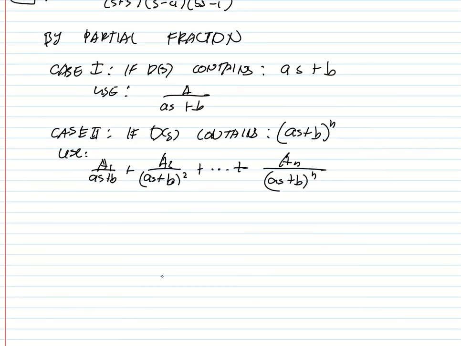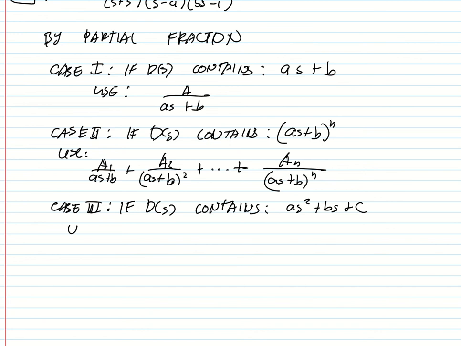Case 3, if the denominator contains a quadratic, as squared plus bs plus c, where a, b, c are constants, then the partial fraction that we'll be using will be as plus b all over that quadratic, as squared plus bs plus c.